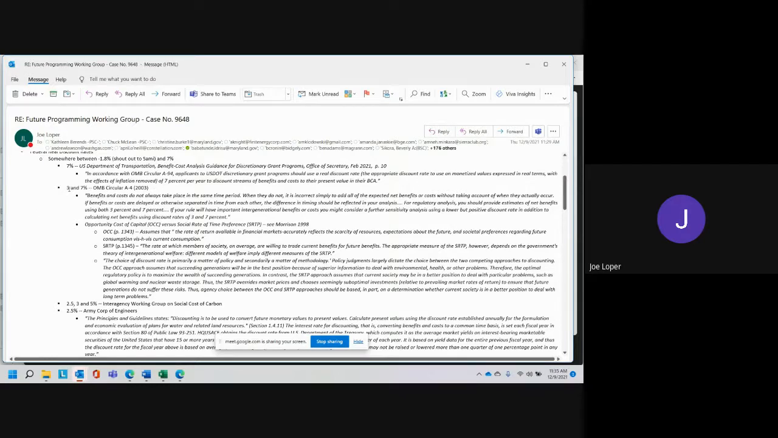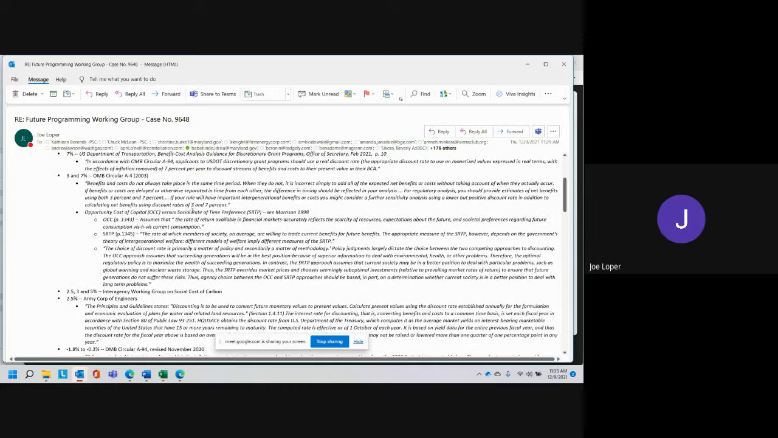OMB Circular A4 from 2003, so during the Bush administration, actually went through and thought about discount rates and wrote out, and gave 2 discount rates that agencies should use. And they're based on these 2. I'm not going to read all this out to you, but I wanted to provide it in case people are interested. There's also links, by the way, to all these documents in this email.